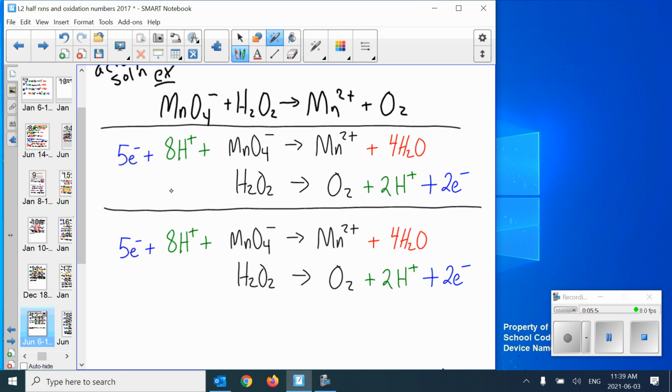Add the two half reactions, canceling out repeating things. But we need matching electrons. That's 5 electrons and 2 electrons. Lowest common multiple, we've got to multiply them by each other. 5 and 2, 10. You need 10 electrons on both equations. If I multiply the first reaction by 2, I will get 5 times 2, 10 electrons, 8 times 2, 16 hydrogen.